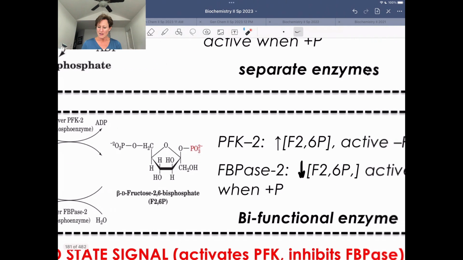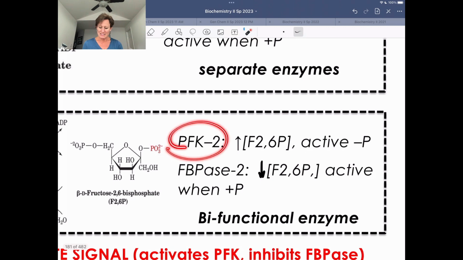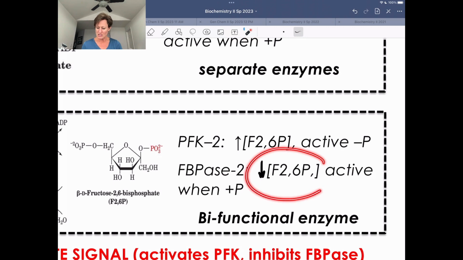Okay? So highlighting again, when that kinase activity is active, it's going to be active in a dephospho state for that bifunctional enzyme. That's going to be increasing concentrations of F26P, upregulating glycolysis. Okay, take FBPase2, that's going to be active. That phosphatase is going to be active when that enzyme is phosphorylated. And again, we're snipping off phosphates then, so we're going to be decreasing the concentration of F26P, and then we're going to be upregulating gluconeogenesis.